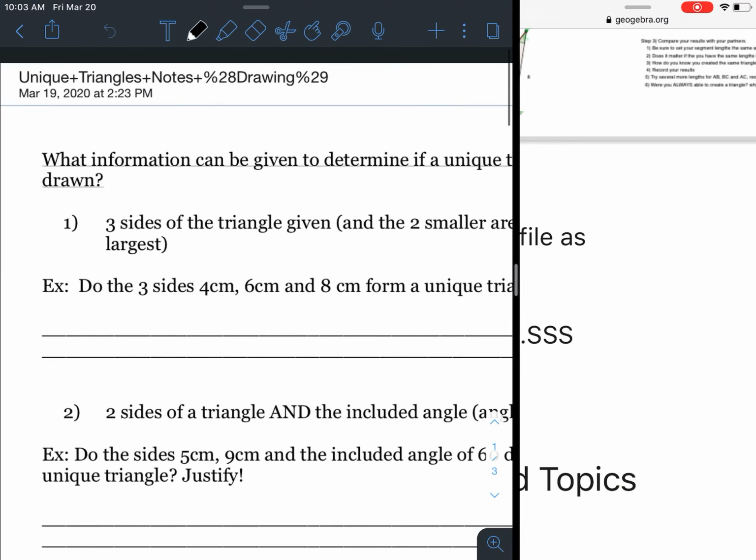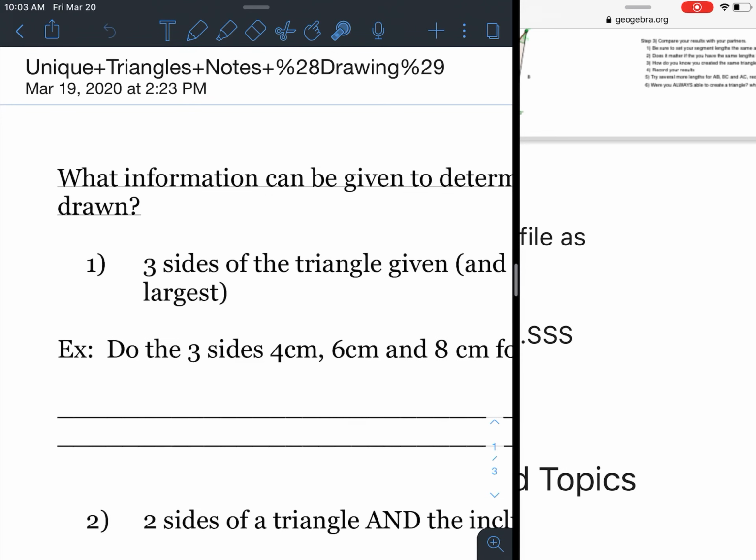Alright guys, couple things before we start. You should have the Unique Triangles Notes drawing downloaded. Keep in mind, had we been face to face for this, we would have been actually drawing these triangles.